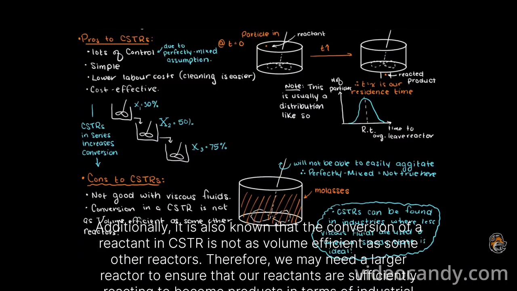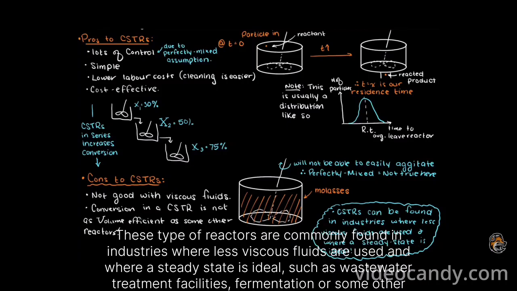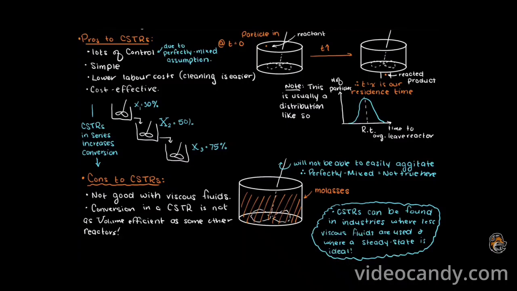Additionally, it is also known that the conversion of a reactant in a CSTR is not as volume efficient as some other reactors. Therefore, we may need a larger reactor to ensure that our reactants are sufficiently reacting to become products. In terms of industrial use, these types of reactors are commonly found in industries where less viscous fluids are used and where a steady state is ideal, such as wastewater treatment facilities, fermentation, or some other multi-processes.